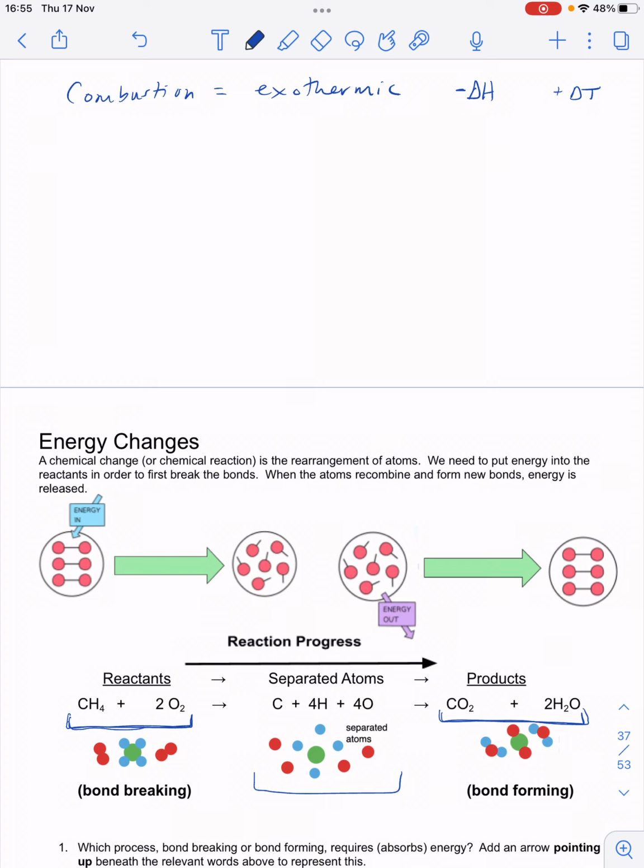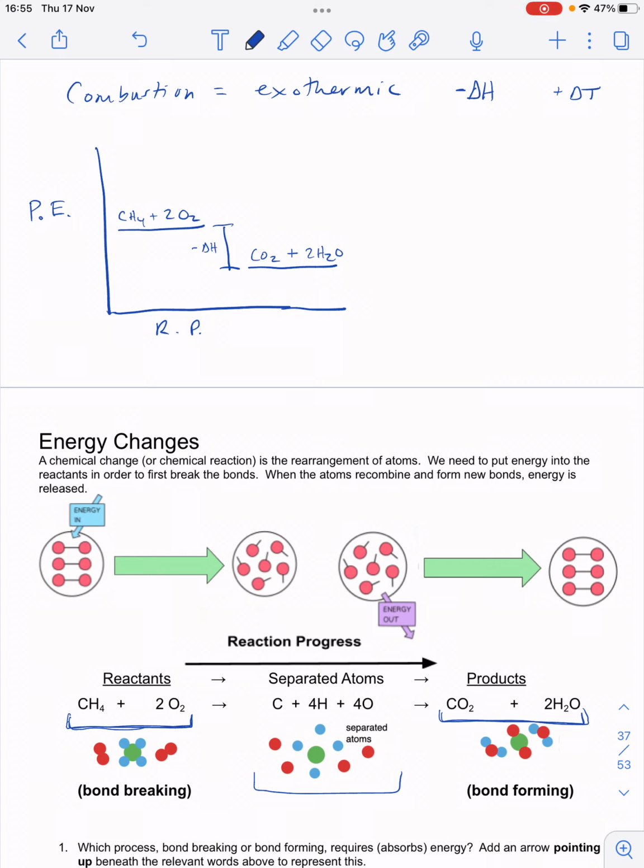So if I think of this reaction here, and this is potential energy, and this is that reaction progress again, like I was showing before. Well, I start out here with my CH4 and my 2O2. If it's exothermic, then I know that I'm going to drop down to get to my products. My products contain less potential energy than my reactants do. So the CO2 and the H2O must be down here. So reactants and products, and we have a negative delta H for our exothermic reaction.